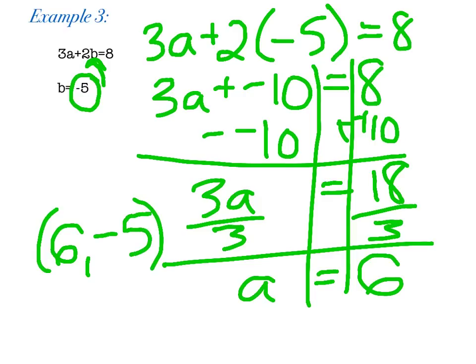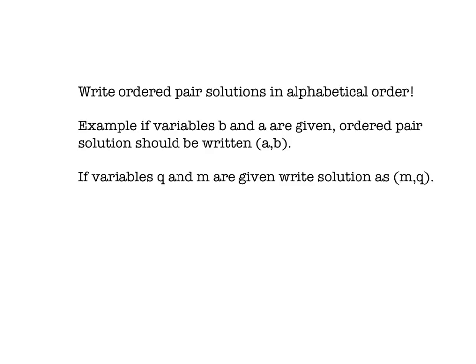How do I know which order to write my values for my ordered pair? You write the ordered pair solution in alphabetical order. So in the last example, the variables b and a were given. So my ordered pair solution will be written in the order of a, then b. Another example, if the variables q and m were given, then I will write that solution in alphabetical order. So the value of m will go first, followed by the value of q.